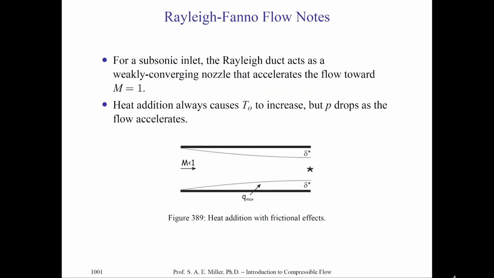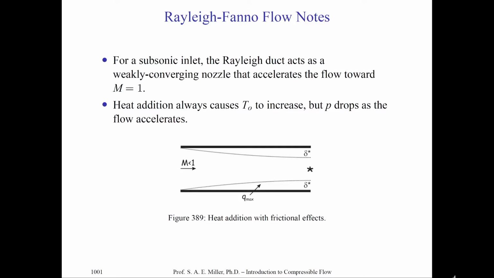Let's illustrate this momentarily. Now, in a subsonic flow, the Rayleigh duct, of course, acts as a weakly converging nozzle that accelerates the flow towards Mach 1. Heat addition will always cause the total temperature to increase, but the pressure drops as the flow accelerates. This is how we can physically understand this flow phenomenon.